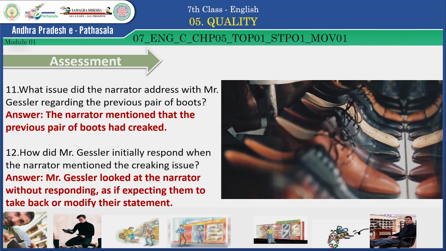Question number 11 is, what issue did the narrator address with Mr. Gessler regarding the previous pair of boots? Answer is, the narrator mentioned that the previous pair of boots had creaked. Now question number 12. How did Mr. Gessler initially respond when the narrator mentioned the creaking issue? Answer is, Mr. Gessler looked at the narrator without responding, as if expecting them to take back or modify their statement.